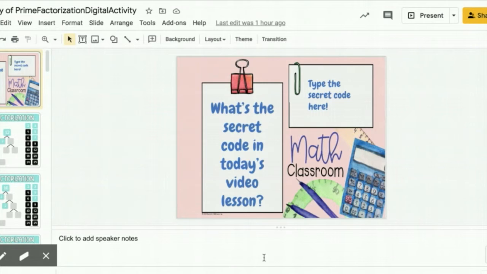All right, y'all, let's look at today's assignment. We're going to be filling in the blank on some factor trees on quite a few Google slides. My first slide is always going to be the secret code of today's video lesson. We will tell the secret code here in a bit.